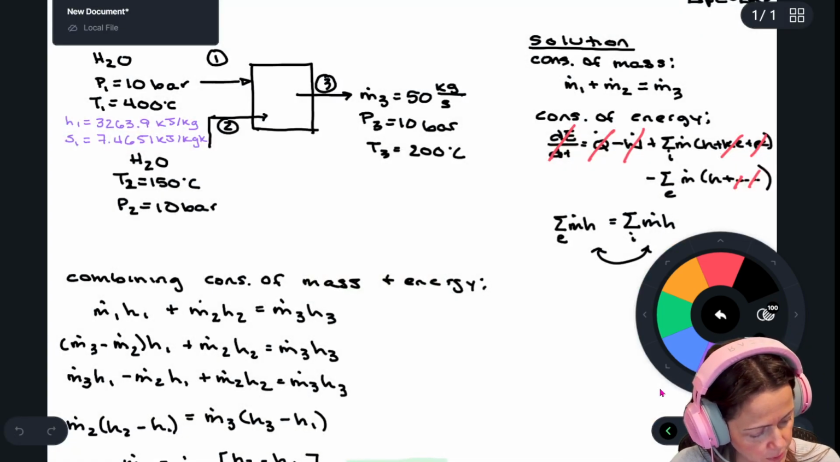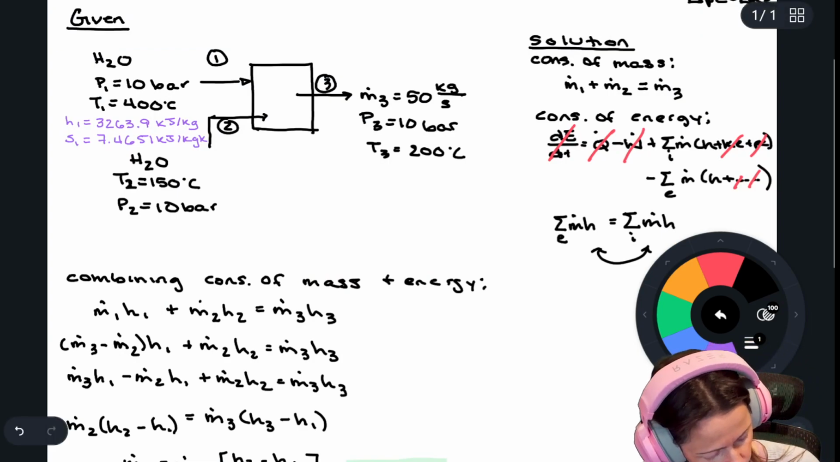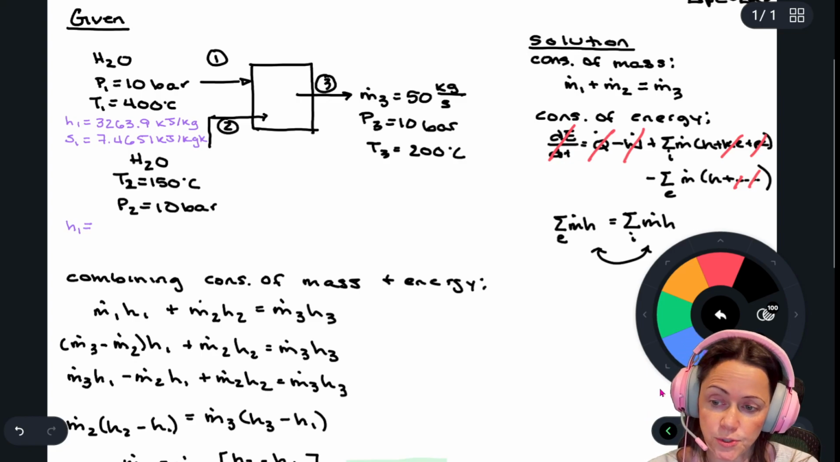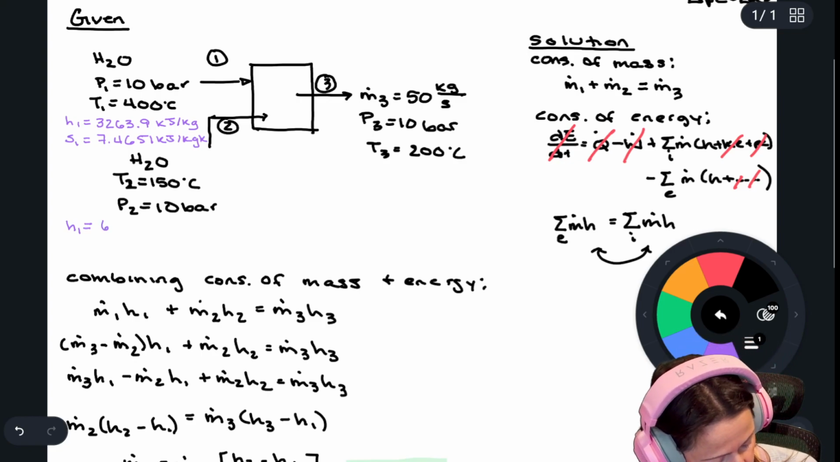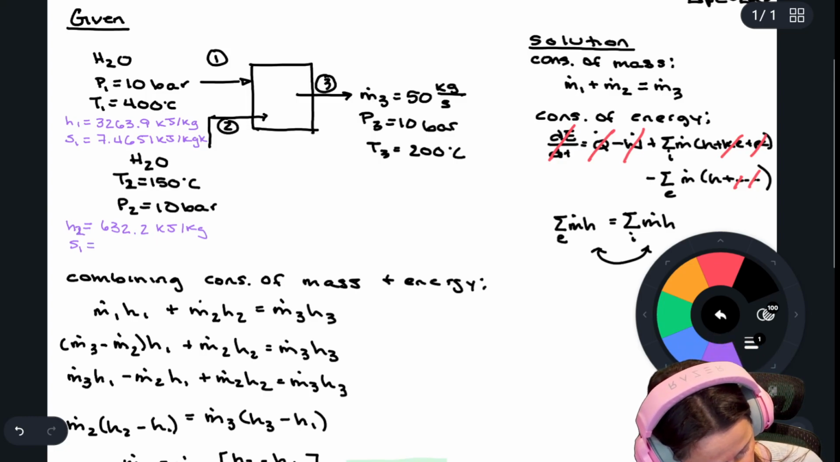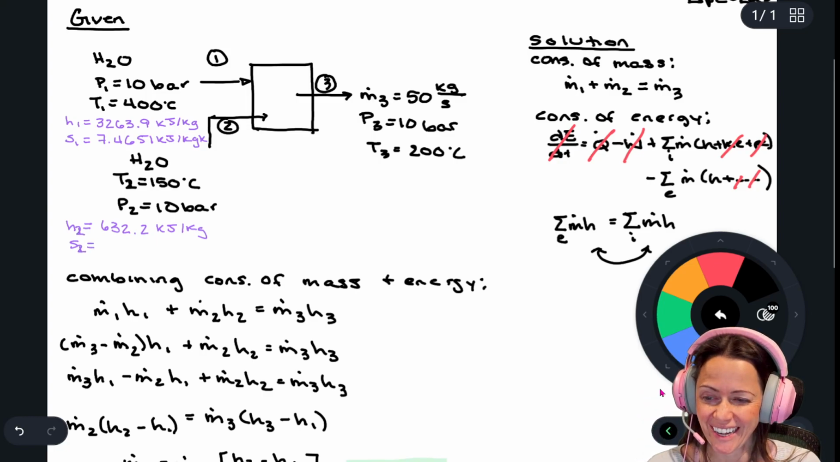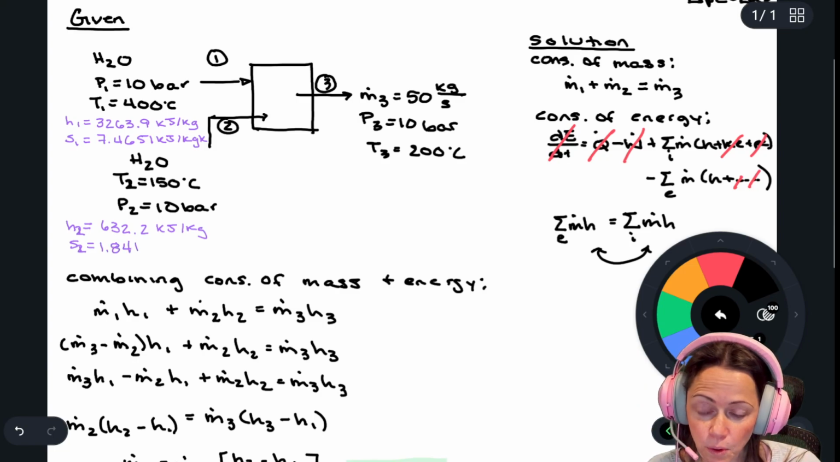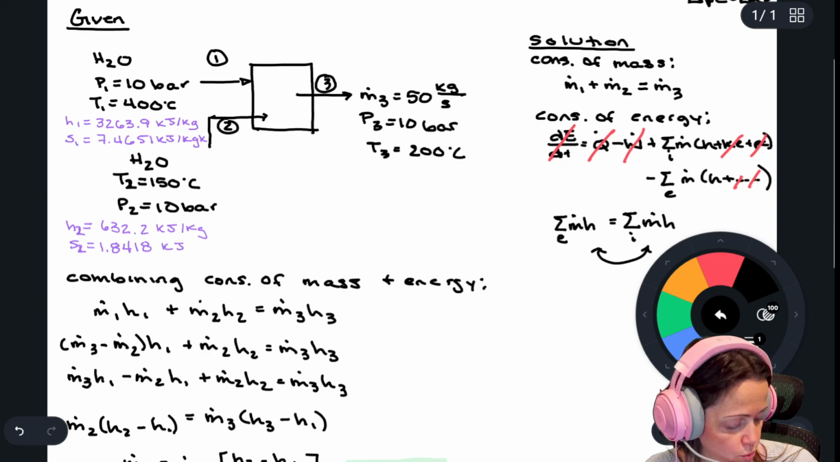Let's go ahead and put that over there. So H2, again, it's compressed, so you're using an H sub F at the temperature. So 632.2 kilojoules per kilogram. And then your S2 is 1.8418, and it's going to be kilojoules per kilogram K.